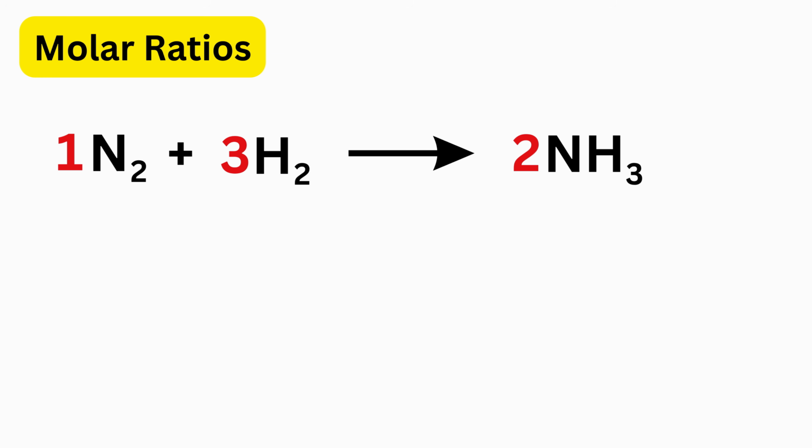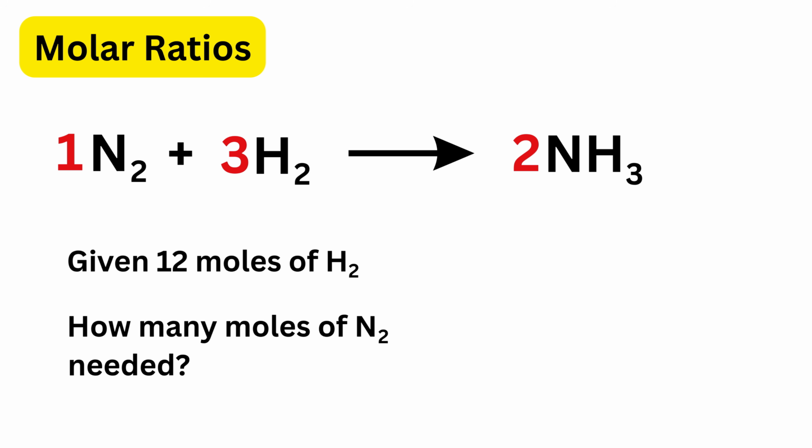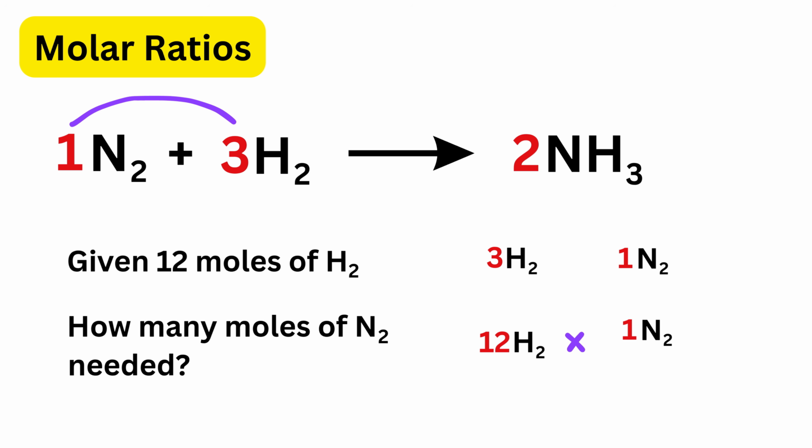Let us now perform our first stoichiometry calculation. Suppose we have 12 moles of hydrogen and want to know how many moles of nitrogen are needed. The coefficient ratio tells us that 3 moles of hydrogen react with 1 mole of nitrogen. Therefore, we start with 12 moles of hydrogen and multiply by 1 mole of nitrogen divided by 3 moles of hydrogen. The hydrogen units cancel, and we are left with 4 moles of nitrogen. So 12 moles of hydrogen require 4 moles of nitrogen.